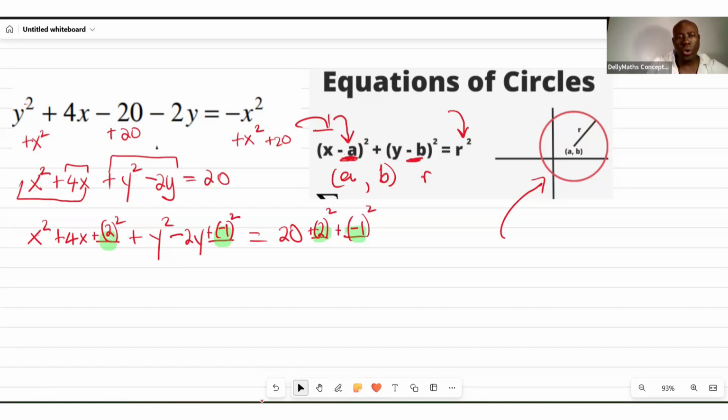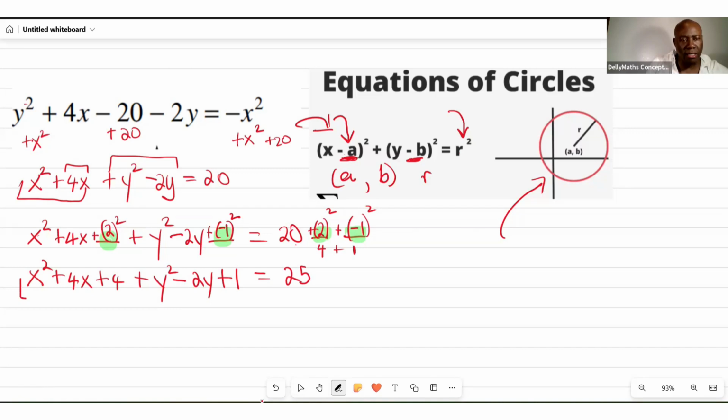Now I'm going to organize this. Let's rewrite what we have. So what we really have is x squared plus 4x plus 4 plus y squared minus 2y plus 1. And this is equal to 20 plus 4 plus 1. This is going to be 25. Remember, when you square 2, you're going to get 4. When you square negative 1, you get 1. And when you add these, you get 25.